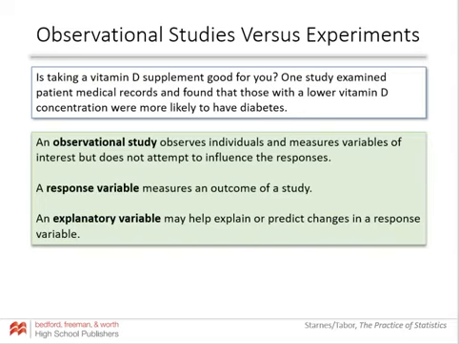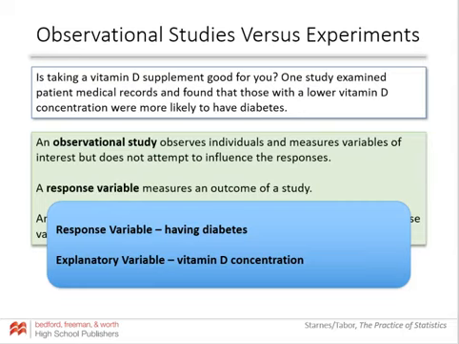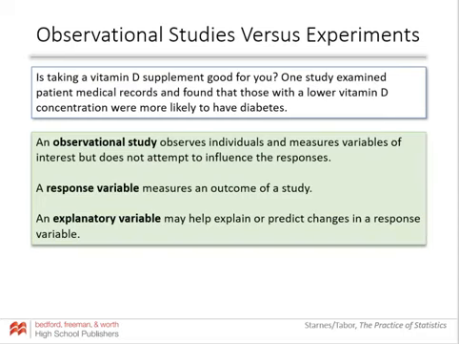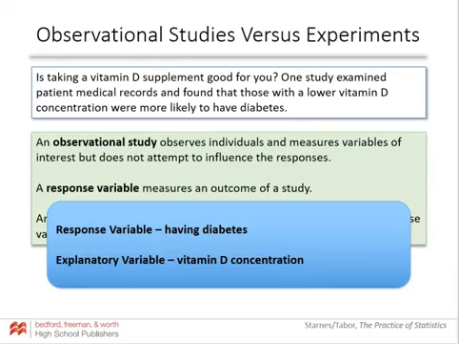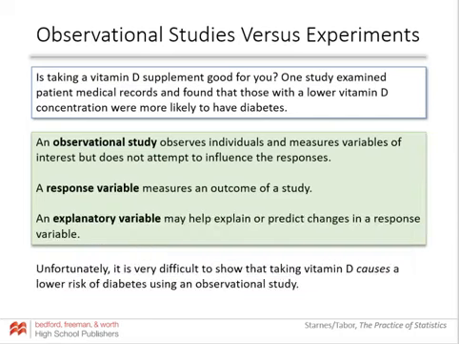Okay, a response variable is the measure of the outcome. So in this case, we're talking about, did that person have diabetes? Yes or no? That is the response variable that we are measuring. And the explanatory variable is what we think causes the change in the response variable. So in science terms, this would be your dependent variable, okay? Their vitamin D concentration, we're hypothesizing that that is affecting whether or not the person has diabetes.